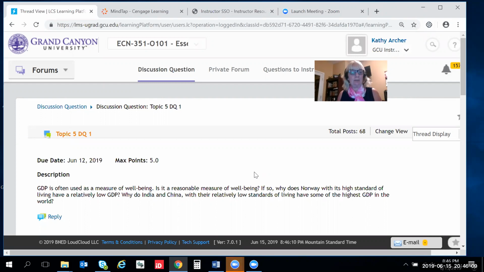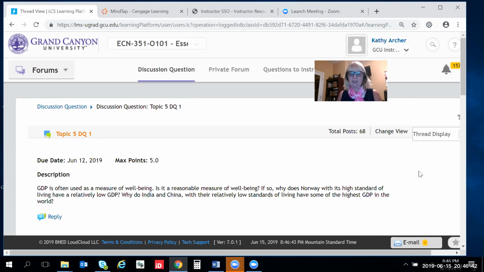Today, what we're talking about is Topic 5, DQ1, and I have it up right here. GDP is often used as a measure of well-being. Is it a reasonable measure of well-being? If so, why does Norway, with its high standard of living, have a relatively low GDP? Why do India and China, with their relatively low standards of living, have some of the highest GDP in the world? That's kind of a complicated question. It's a big, complicated question that would require a complicated answer.